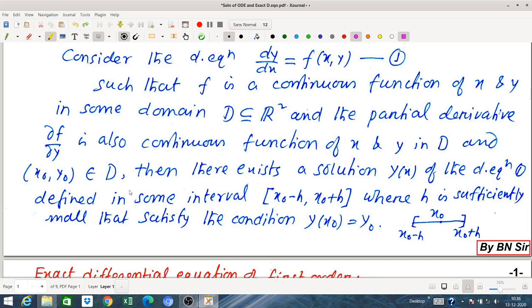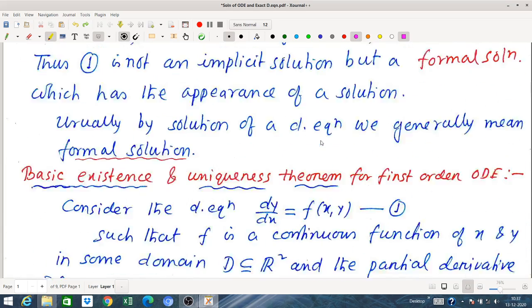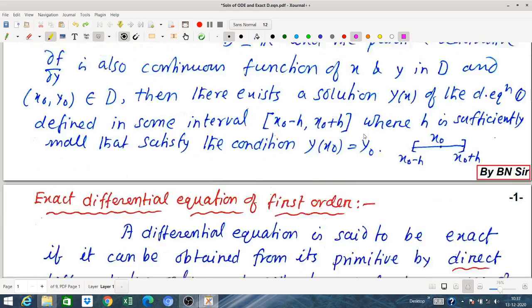A solution y(x) of the differential equation 1 means it is defined in some interval x naught minus h, x naught plus h, where h is sufficiently small so that these conditions are true, that satisfies the condition y(x naught) equal to y naught. It means the solution takes the value y naught when x is equal to x naught. This is the basic existence and uniqueness theorem, meaning a real solution will exist, but we shall only state it, we shall not use it. By the solution we shall mean only formal solution in our syllabus.